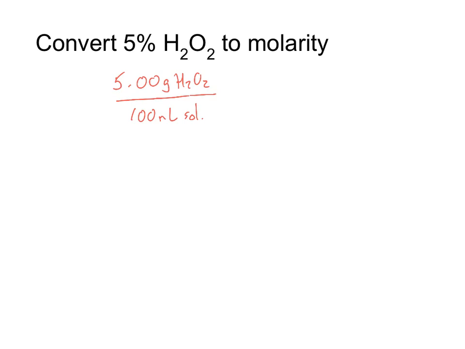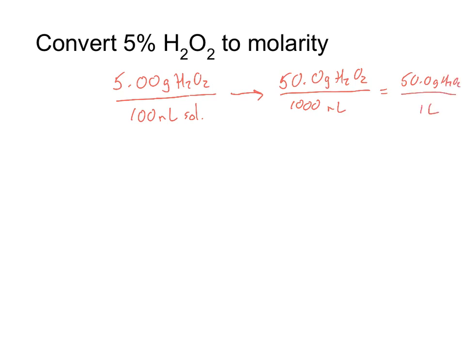And so we can then use that in order to convert to molarity. If we simply multiply the top and bottom by 10 here, that tells us that we've got 50.0 grams of peroxide per 1,000 milliliters of solution, or 50 grams per 1 liter. And so if we have 50 grams of peroxide per liter of solution, it's starting to look a lot like molarity, only we have to convert over to moles.